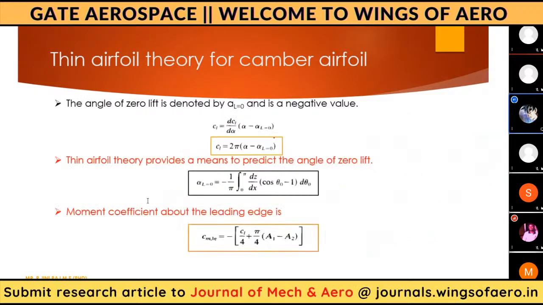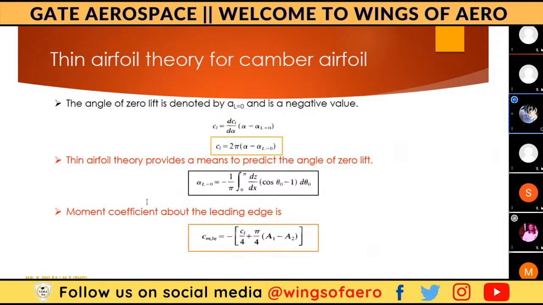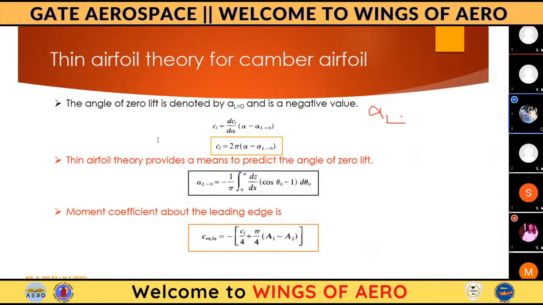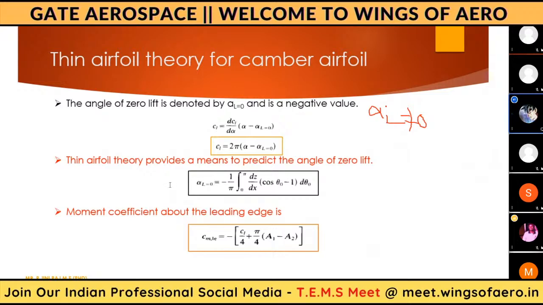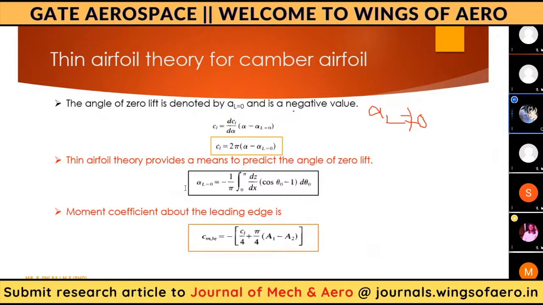And one more thing, for a symmetrical aerofoil, there won't be any zero lift angle of attack. That is, alpha L equal to 0 will be 0 for a symmetrical aerofoil. But for an unsymmetrical aerofoil, it is not 0. There will be some value for the zero lift angle of attack, alpha L equal to 0, but the value will be negative.